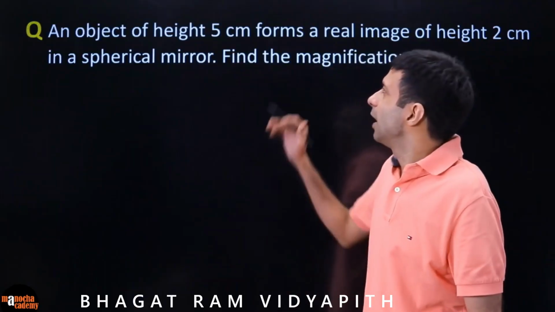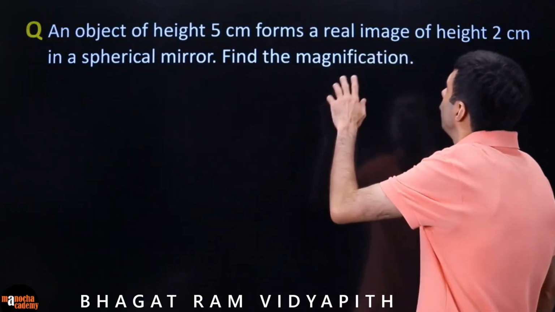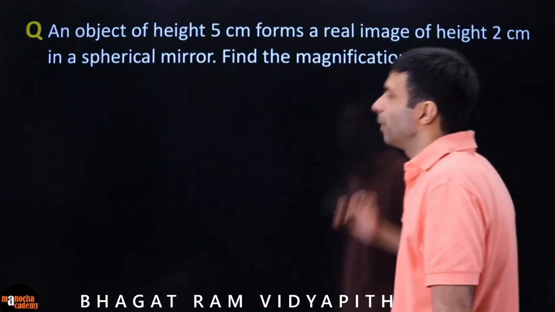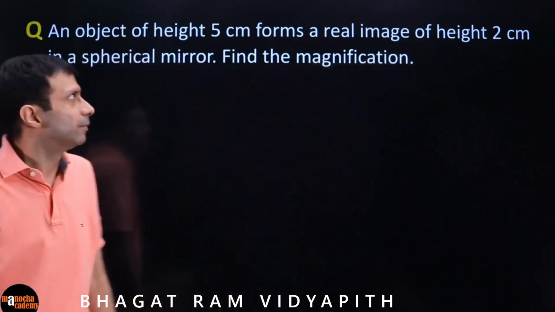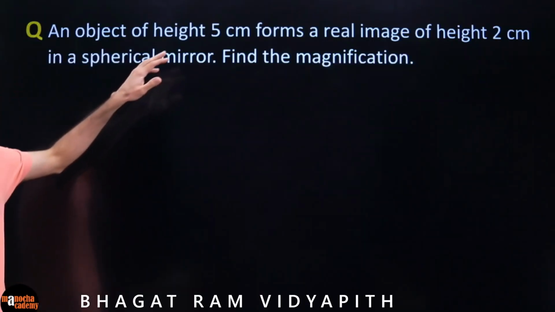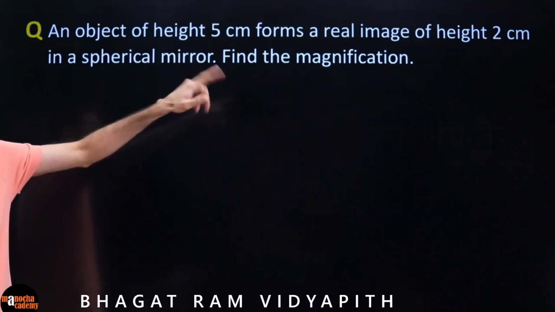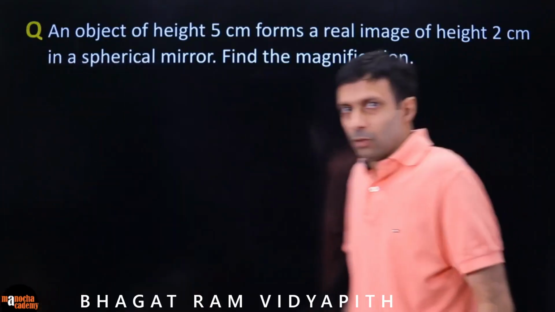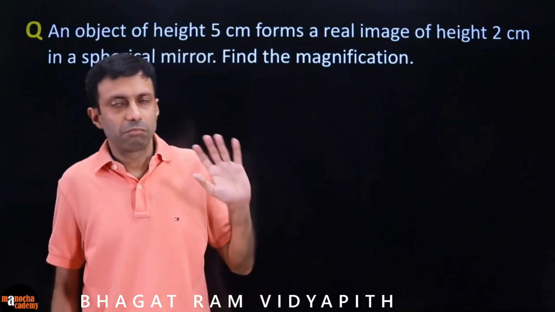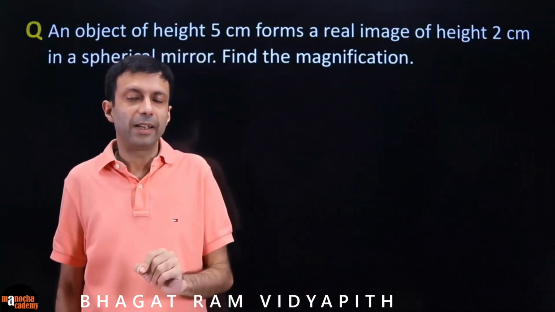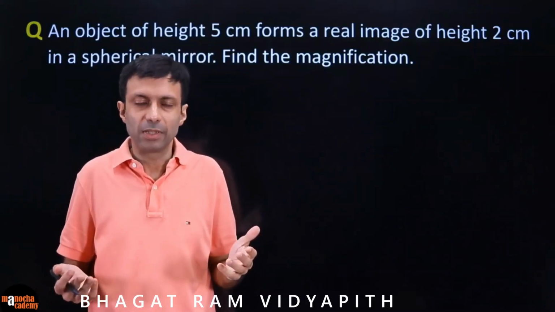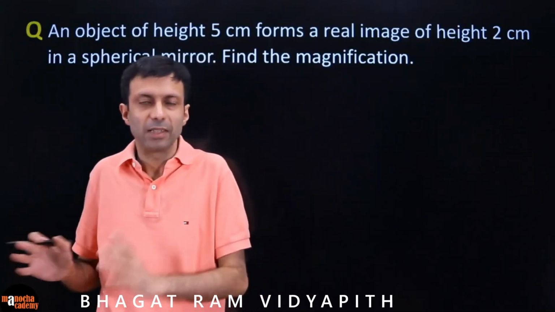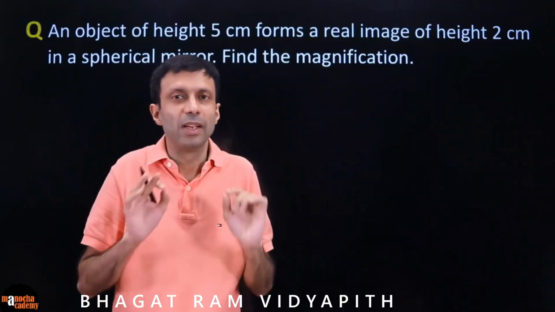So let's start with the first question. An object of height 5 centimeters forms a real image of height 2 centimeters in a spherical mirror. Find the magnification. So can you guys do this for me? Always whenever you're doing sums, first thing is read the sum carefully, note down all the data and use the standard symbols that you know, like u, v, f or h, h dash, because that will relate you to the formulas. That way you can easily remember the formulas if you write it in terms of standard symbols.